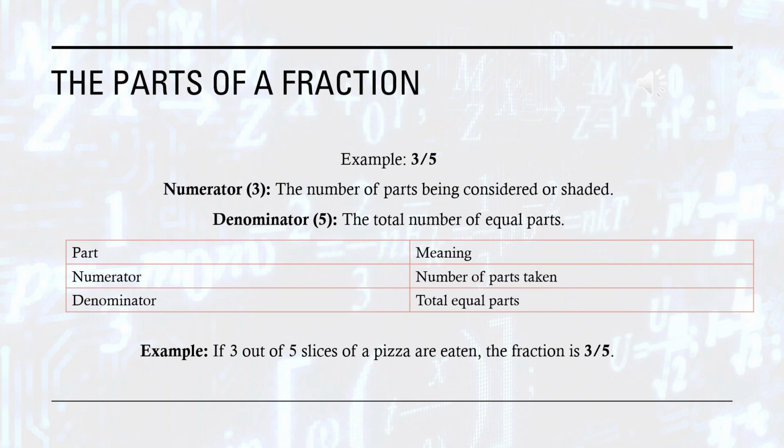The parts of a fraction. Example: 3 by 5. The number of parts being considered or shaded is the numerator, which in this case is the number 3. The total number of equal parts is the denominator, which in this case is number 5. The number on top is the numerator, while the number below is the denominator. Example: if 3 out of 5 slices of a pizza are eaten, the fraction is 3 by 5.